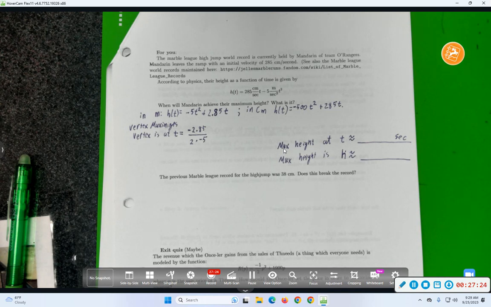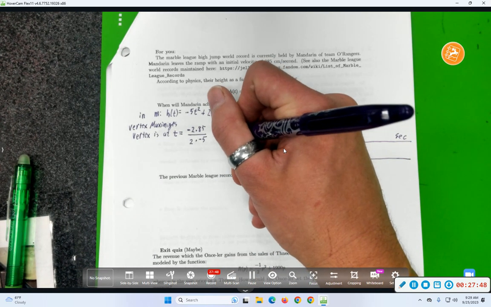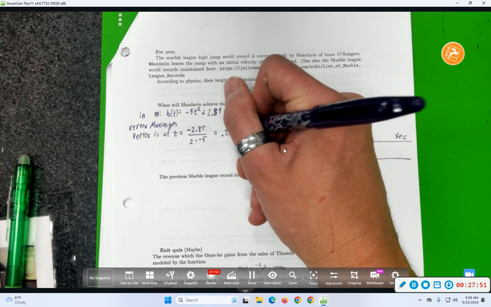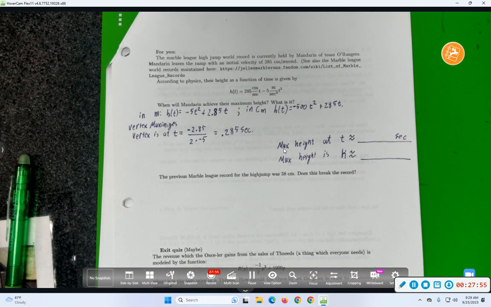People feel good right now? How many people would want to use a calculator to compute that? Cool. I mean, that's fair. I think you can do it quicker without a calculator because what are you really dividing by? 10. And dividing by 10 just moves the decimal place by 1. So it's not bad to use a calculator. So this is 0.285 seconds. Does that agree with anyone who did get a time at which the vertex occurs?